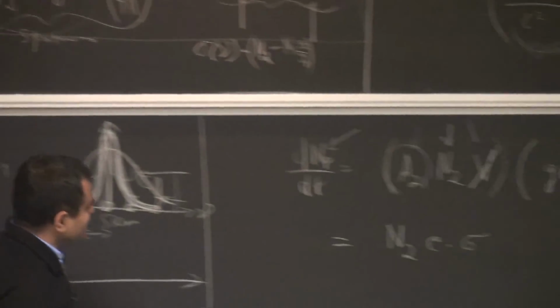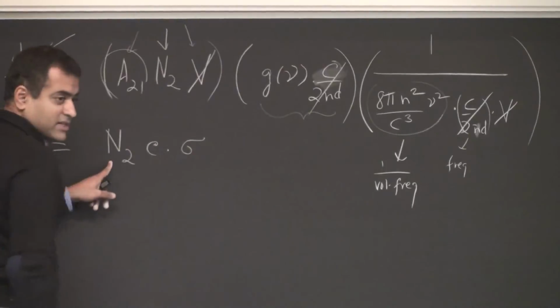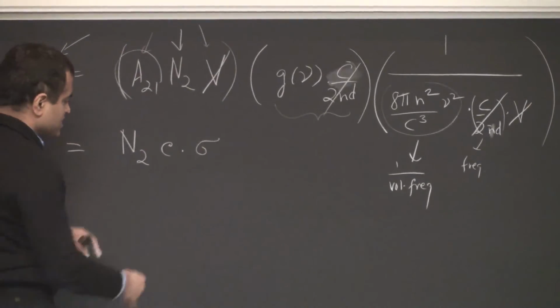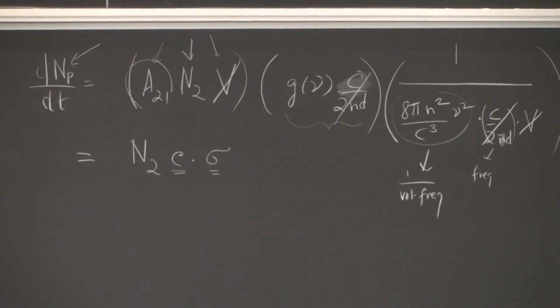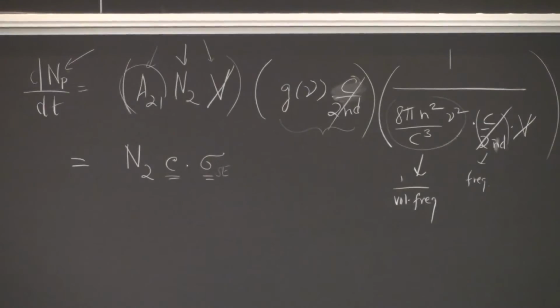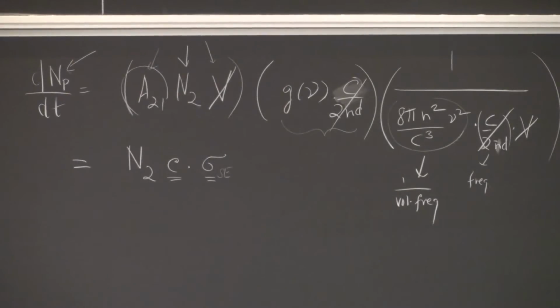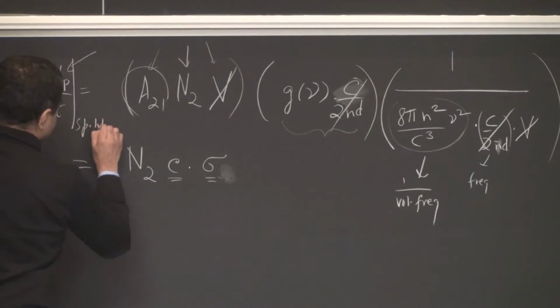And physically it makes sense. Number of photon increase is the number of atoms that can emit and give you photon increase because of spontaneous emission, the speed at which they're moving, and the cross section. So very simple. And sometimes it's written as spontaneous emission cross section SE, but same thing. Okay. So that's your spontaneous emission.